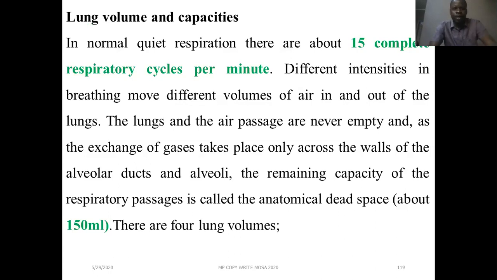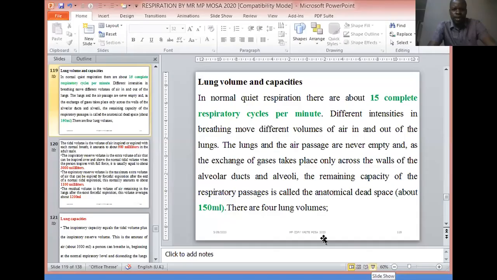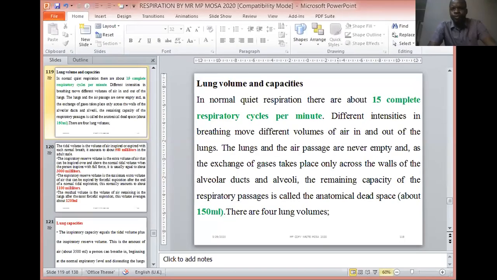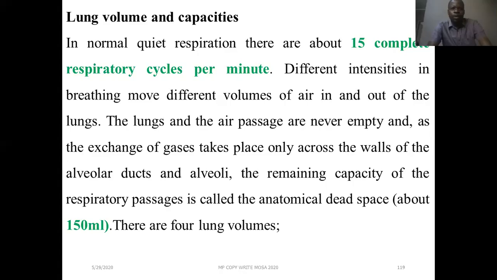Lung volumes and capacities. In normal quiet respiration, there are about 15 complete respiratory cycles per minute. Different intensities of breathing move different volumes of air in and out of the lungs.